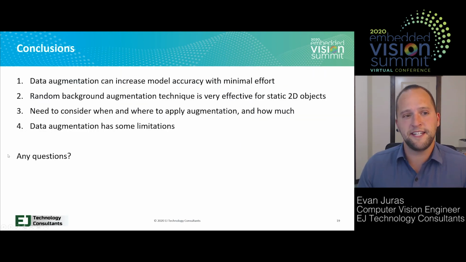So we've reached the end of the presentation. I just wanted to quickly summarize the things I talked about. One, I showed you some data augmentation techniques that you can use to increase your model's accuracy with a minimal amount of effort. I discussed a random background augmentation technique that's very effective for generating images to train models that can detect static 2D objects. If you're using data augmentation, you need to consider when and where to apply augmentation and how many augmented images you want to create. And finally, data augmentation does have some limitations that you need to think of and keep in mind as you're using it.